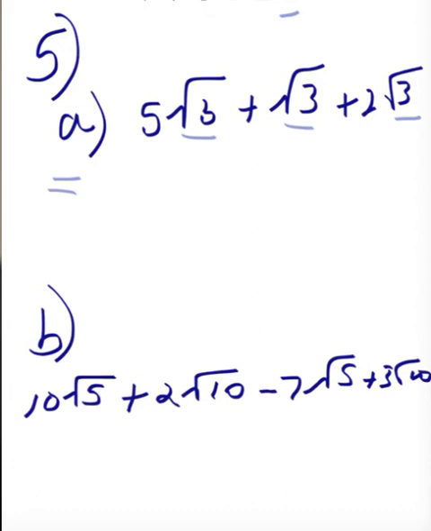So now I just count how many of these I have. 5 plus the 1 there is 6, and 6 plus 2 is 8, square root of 3. That's it, we're done. We've got 8 of those.